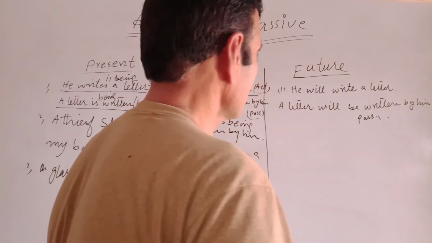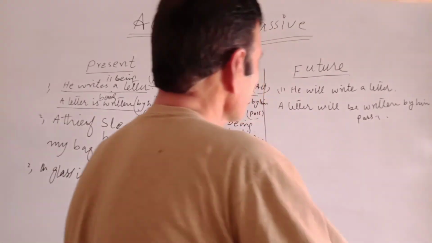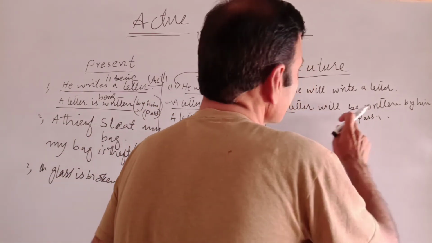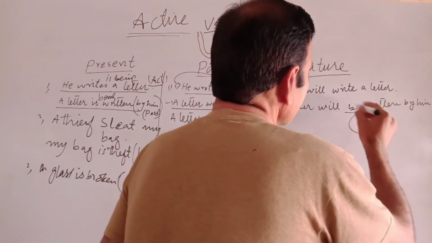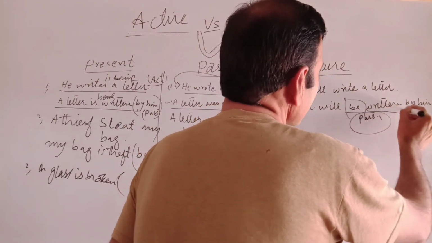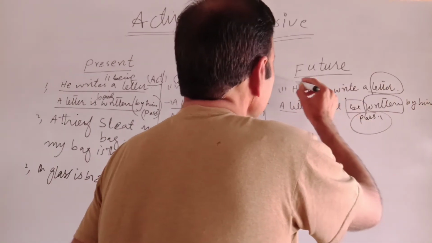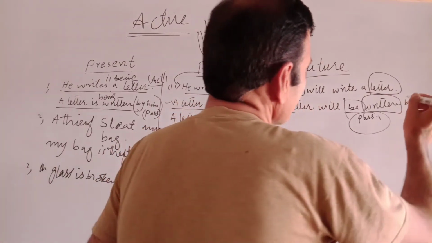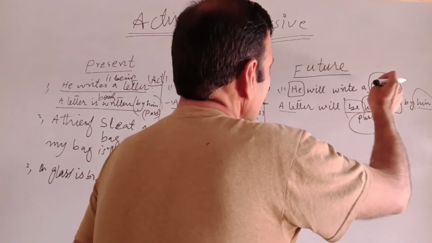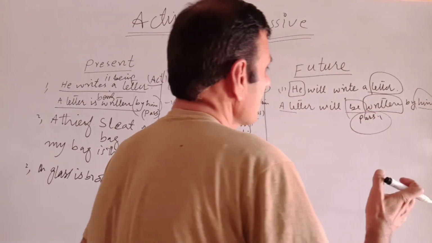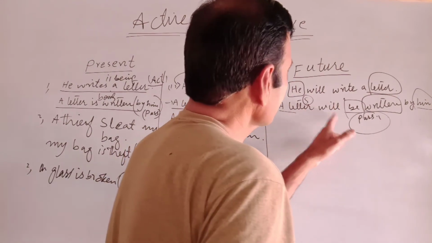Now we go to the future. He will write a letter. Now we change into passive voice as I change here: a letter will be written by him. Passive voice. See here, will be, written, third form of the verb. Now, letter is the object here and he is the subject. He becomes the object, objective pronoun him, and letter, already the object of the sentence, becomes the subject. So, a letter will be written by him.